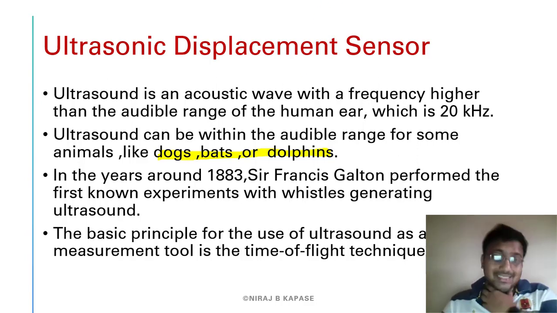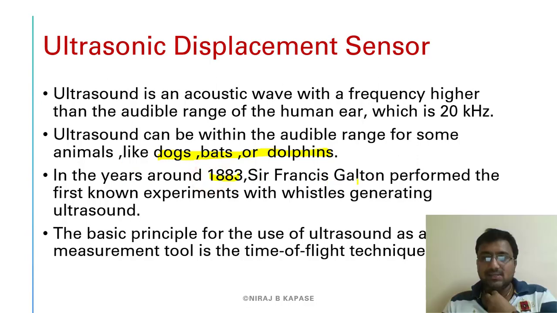Now the history of ultrasound. Ultrasound was first tested in the year 1883 by Sir Francis Galton, who performed the first experiment with whistles generating ultrasound. So the inventor of ultrasound is Francis Galton, in the year 1883.